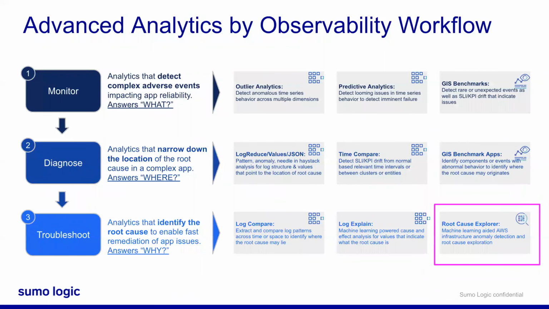So what this slide is mapping are the capabilities from that previous slide to that familiar 3-step observability workflow of monitoring, diagnosing, and troubleshooting. And you'll notice that RCE, or Root Cause Explorer, is mapped to the troubleshooting phase, specifically right here in the red, pink, or fuchsia box.